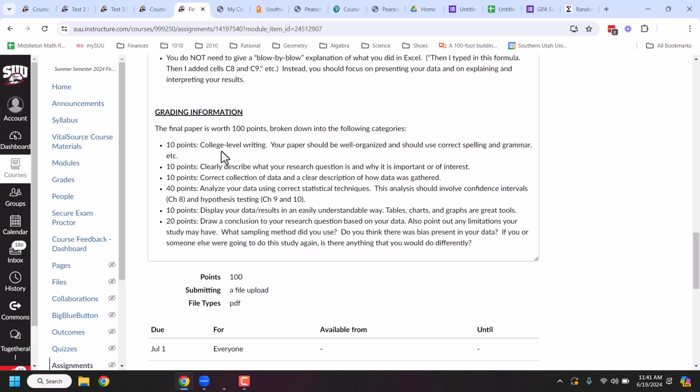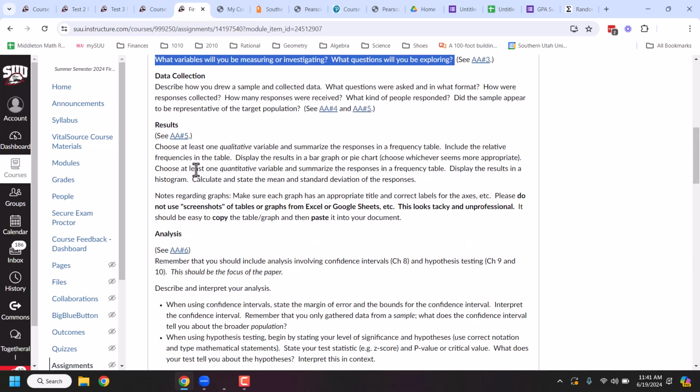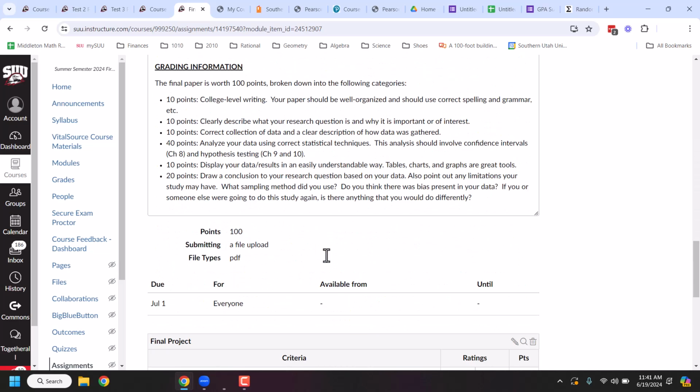The way that I'll be grading this is that you'll get 10 points for college level writing. Like I mentioned earlier, it should be well organized. You should have paragraphs that are cohesive and make sense as a paragraph versus disjoint answers to the questions in the suggested outline. So you get 10 points for that. Then you get 10 points for clearly describing what your research question is and why you chose it, why it's important or of interest.